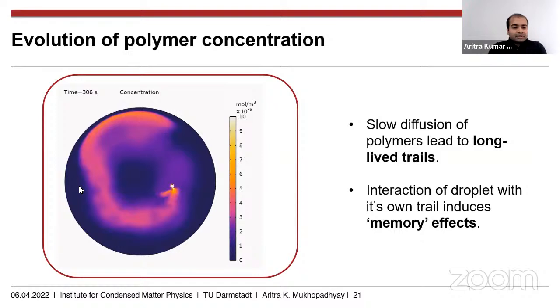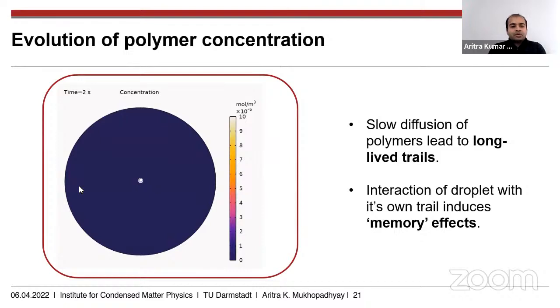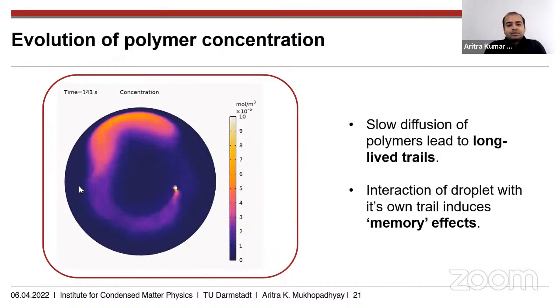So at some point, this trail overpowers the droplet, and as a result, the droplet slowly transitions into this kind of chiral motion. This is what we call the memory effect. The interaction of the droplet with its own self-created memory, the trail, causes this memory effect, which leads to its transition from the ballistic to the chiral propulsion. So what is actually happening?